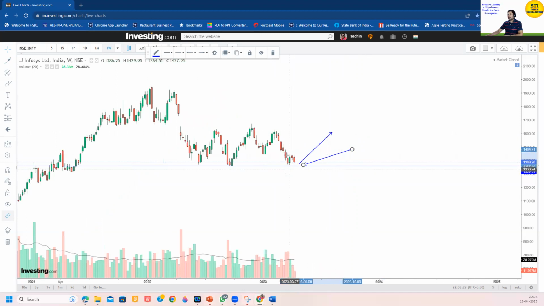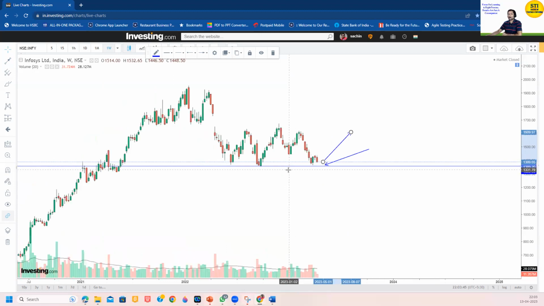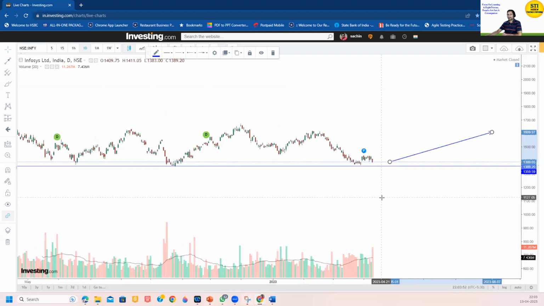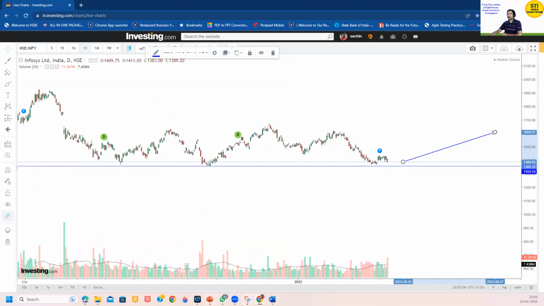But considering the current situation, because it has not yet reached this particular price line, there may be a possibility that it is going to retest this level first, and then after that it will decide whether it is going to go down or go up. At that moment we will be able to take a better decision. Okay, I hope it is clear.